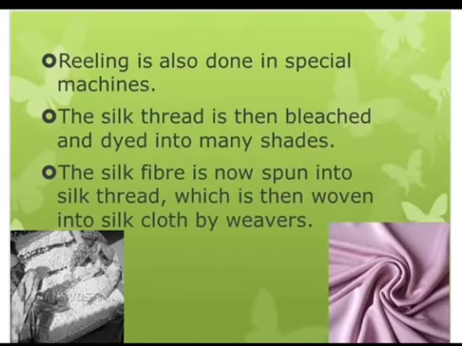Reeling is also done in special machines because the fibers are very long. The silk thread is then bleached and dyed into many shades. The silk fiber is now spun into silk thread, which is then woven into silk clothes by weavers. After extracting silk fibers, reeling them and dyeing them, they are given to the weavers to make silk clothes.